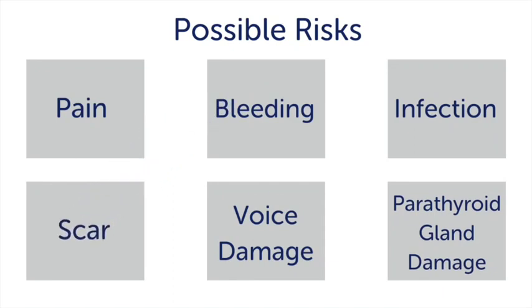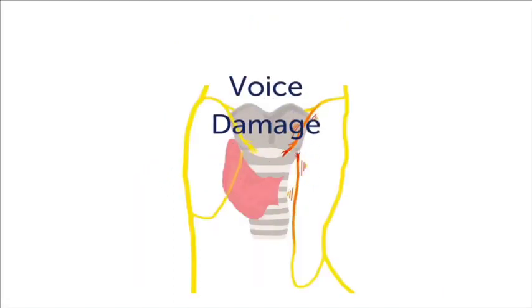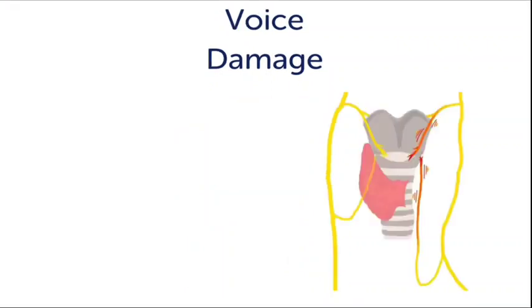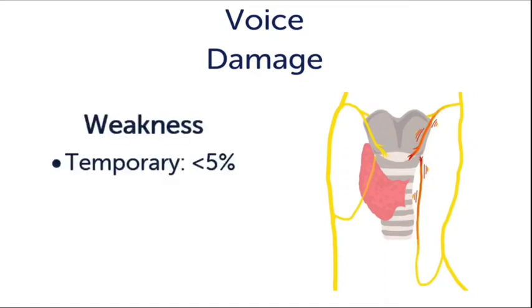Number 5. Damage to the nerves of the voice box. As mentioned previously, these nerves are located very close behind the thyroid gland. Despite very careful techniques, they are at risk of being hurt during any thyroid surgery. They can be stretched, burned, or even cut. The risk of temporary weakness after thyroid surgery is less than 5%. The risk of a permanent weakness is less than 1%.